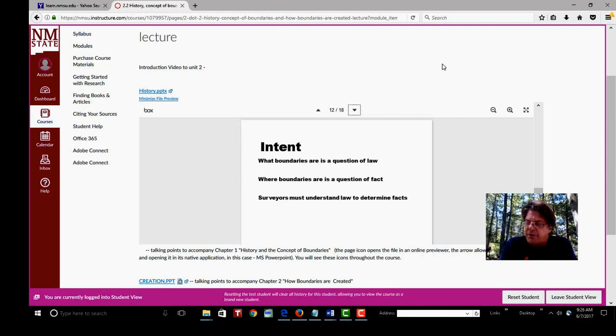Here's an interesting piece that we see in our textbook. Mr. Robillard includes these important little quips in a little bracketed box in the textbook. What a boundary is, is a question of law. Where a boundary is, is a question of fact. Surveyors are involved with determining the facts.